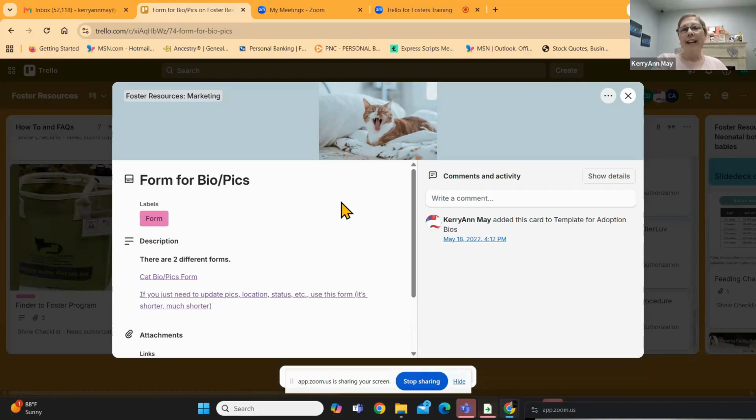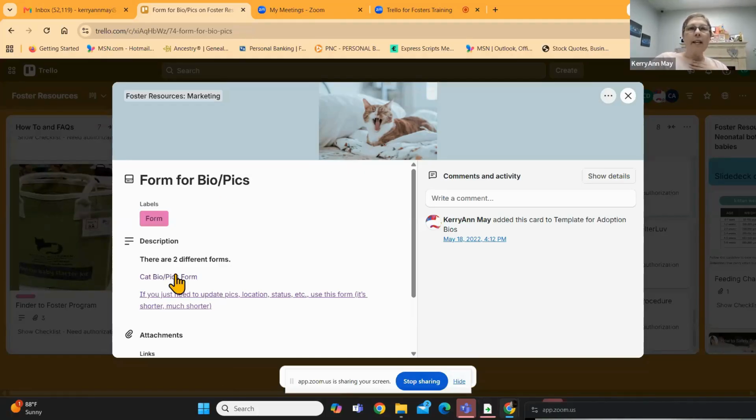And we want her to have that bio done before or the day of their spay neuter, so that when they come out of the spay neuter, they're ready to go. They're adoptable. They can be seen by the public and they are ready to go. So that's really important to do.